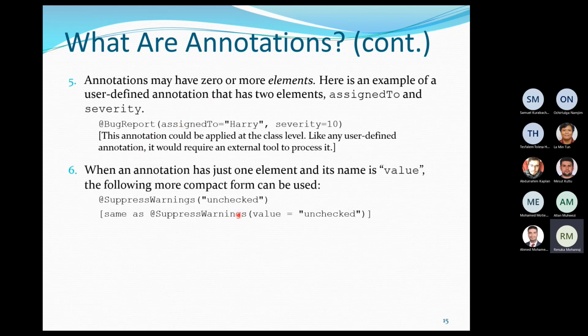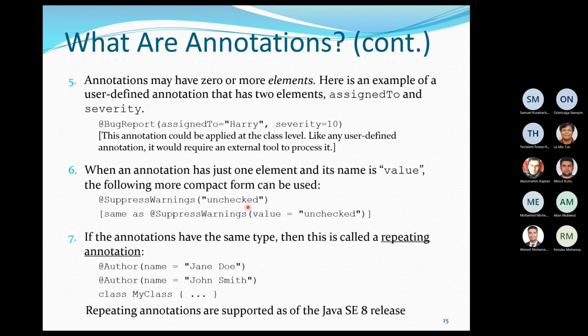When an annotation has just one element, you can just give unchecked. The name of this value is equal to unchecked. If I have only one value, I no need to specify value equal to. Simply you can give unchecked. If I have multiple authors, from JDK8 you can use repeated annotations. Pre-JDK8, I think you have to specify @author 1, author 2 like that inside the bracket, as different values. But that's only possible from JDK8. If the annotation is the same type, you can repeat it.